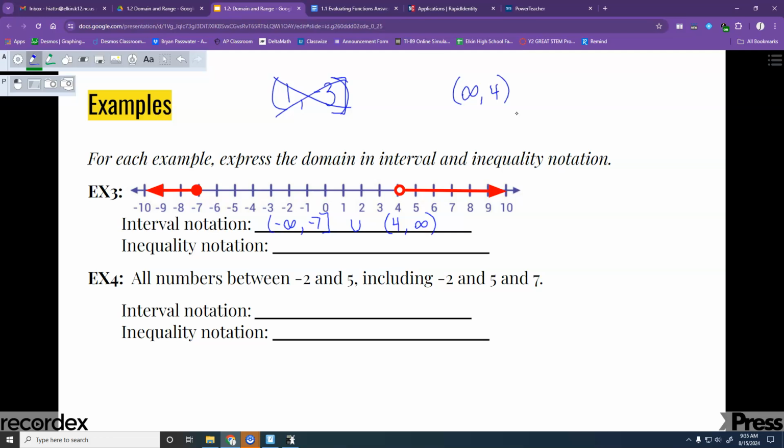This one is going to look like this for inequality notation. X is less than or equal to negative 7, because all of the numbers below negative 7 are included. And we put the or equal to because we have the closed-in dot right there. And then for the second part, we've got X is greater than 4. We do not put an or equal to sign on that one because it's the open circle.